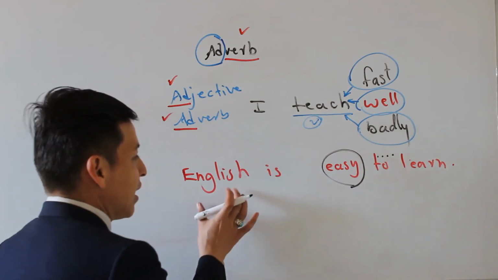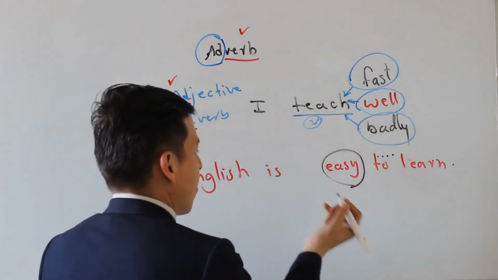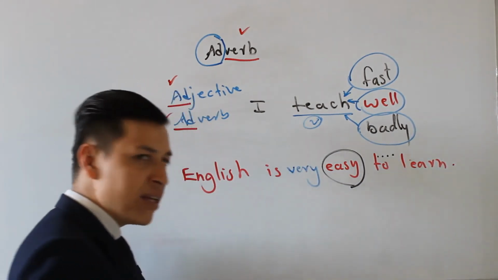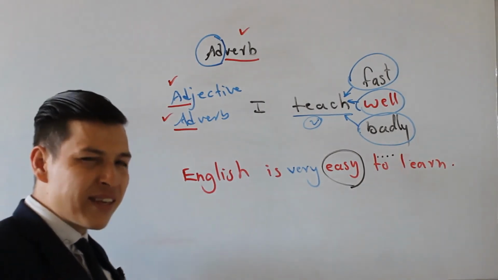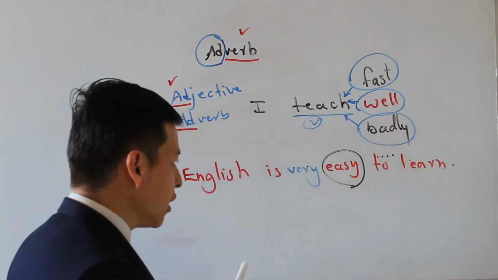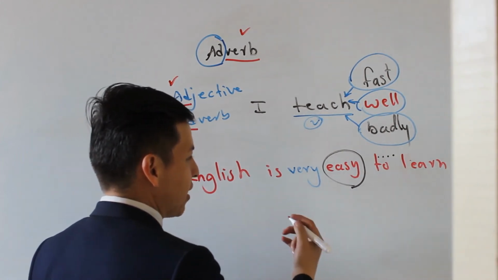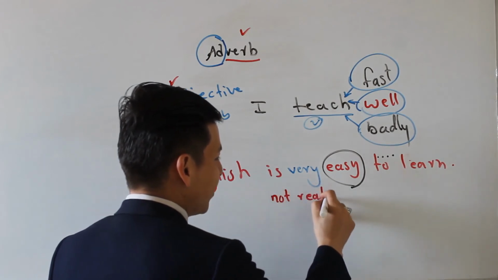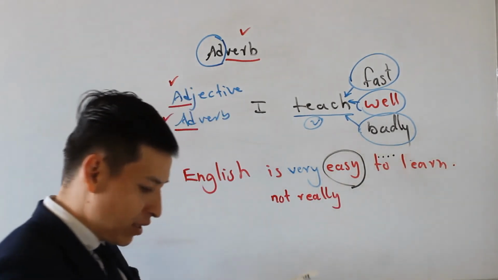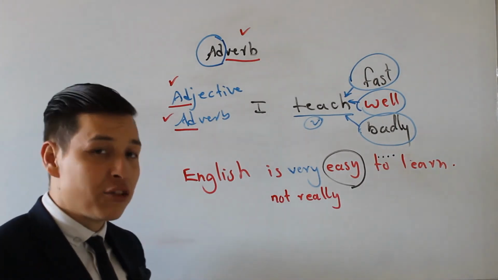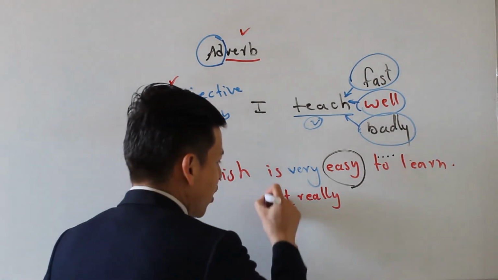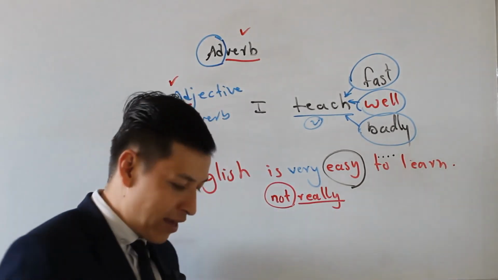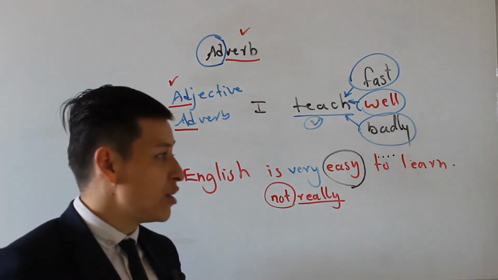How do we say? We say English is, for example, very easy. English is very easy to learn. Or we may say that English is not really easy to learn. It's not really easy to learn. In here, exactly the word not is an adverb. This is also an adverb. So we say that English is not really easy to learn.